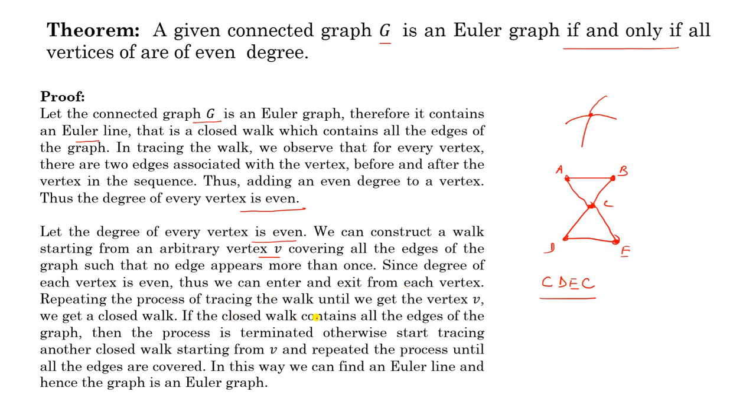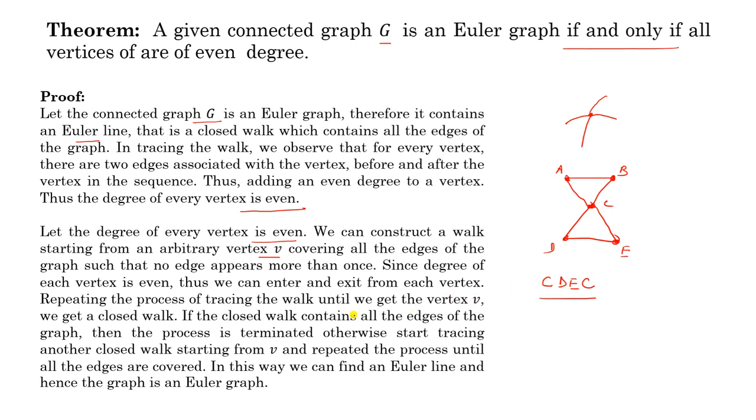Now if the closed walk contains all the edges of the graph, then the process is terminated. This closed walk does not contain all the edges of the graph G. Only 3 edges, C, D, E and C, are covered. But if this closed walk contained all the edges of the graph G, the process would be terminated. But here the process is not terminated.